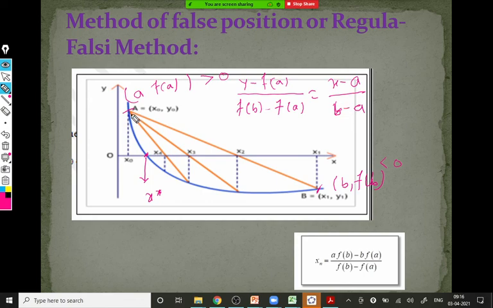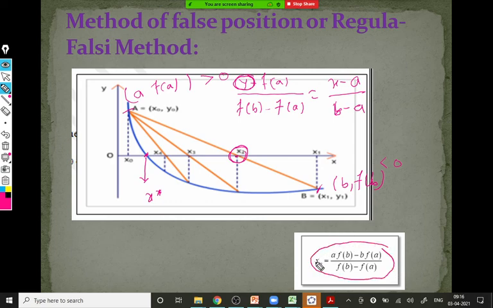Another important thing: we want the point of this straight line AB on the x-axis. We want this point x2, which is the point on the x-axis of the line segment AB, or that chord AB. To get that point on the x-axis, y should be 0. So just replace y equal to 0 and simplify. We get a simplified answer this way.